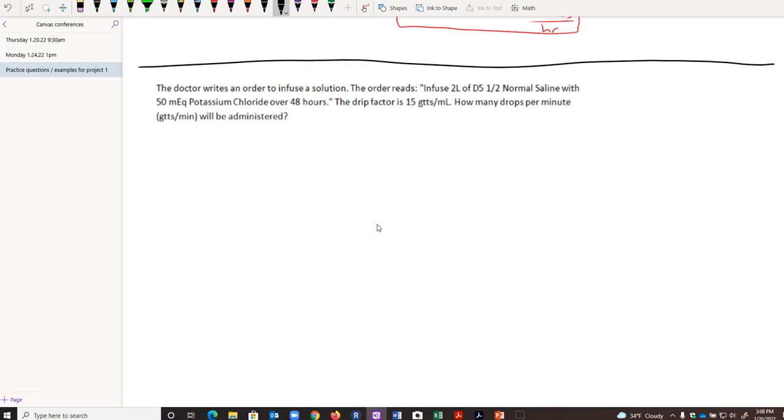All right, so it says the doctor writes an order to infuse a solution, and the order reads: infuse 2 liters of D5, half normal saline with 50 milliequivalents potassium chloride over 48 hours. And then the drip factor here is 15, so this means drops per mL, right? That's the abbreviation for drops.